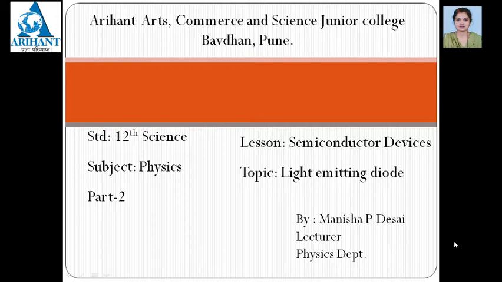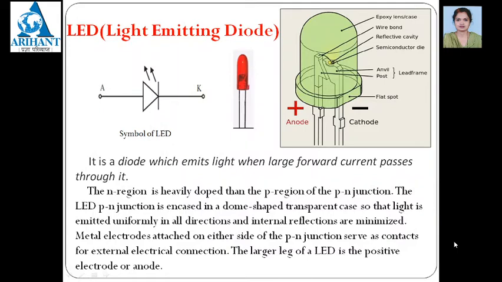Today I am going to discuss the topic light emitting diode from the lesson semiconductor devices of the 12th Science Physics Part 2. We have seen many other special purpose diodes such as Zener diode and photodiode. Next we are going to see the LED, which is the short form for light emitting diode, as a special purpose diode. This diode emits light, hence it is called a light emitting diode.